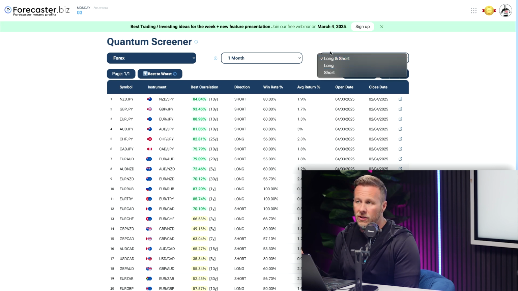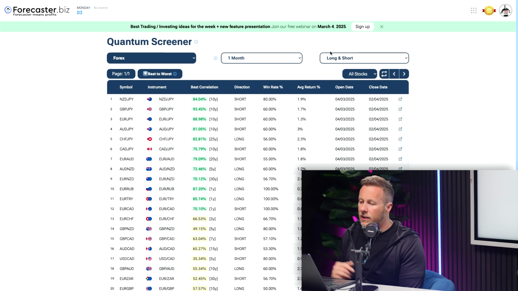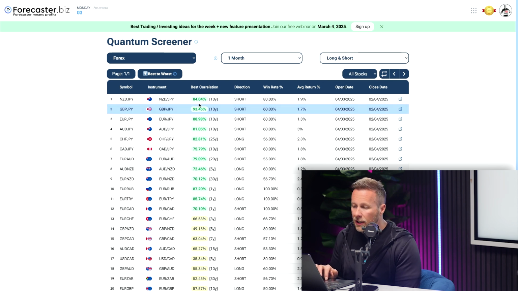Some people don't like short in the market. Some people only want to look for longs. I'm looking for longs and shorts. I don't care. I'm a trader. And I'm looking at the top one.